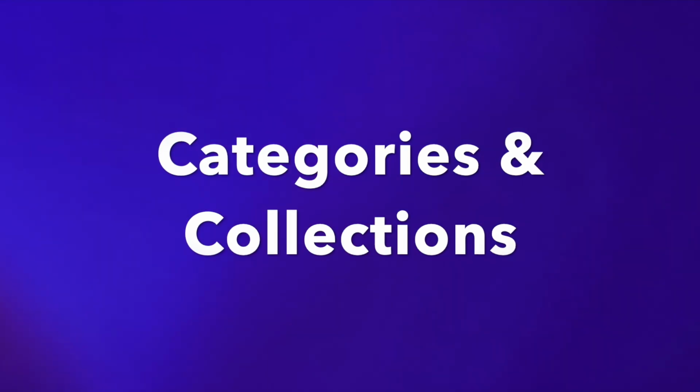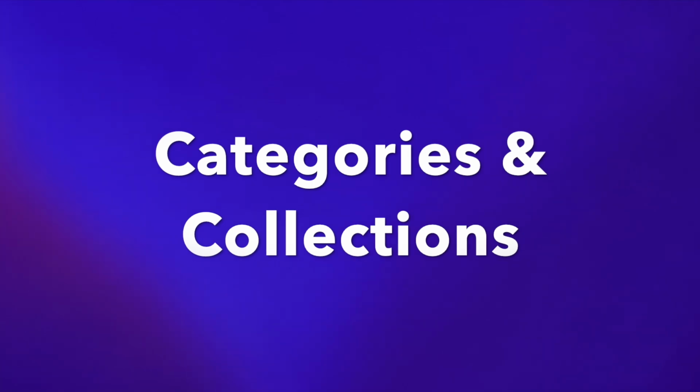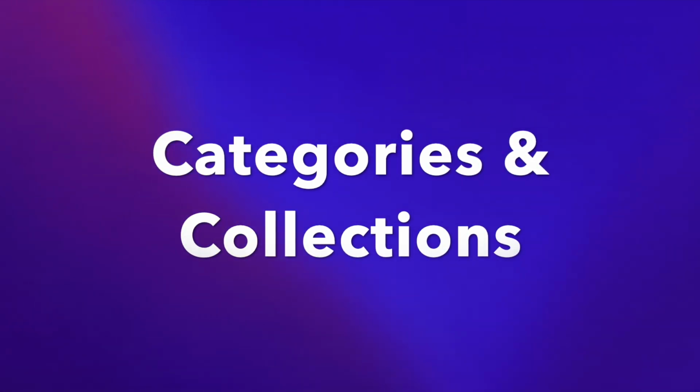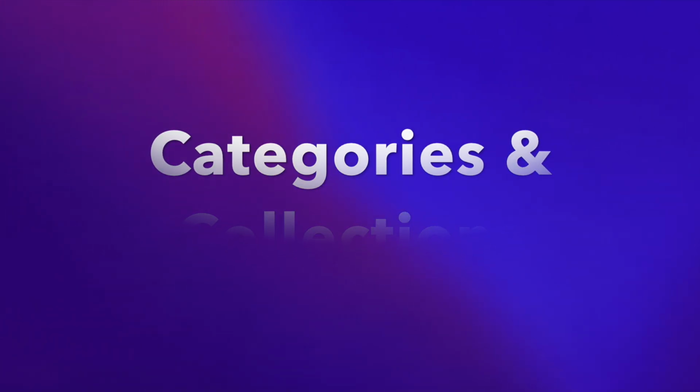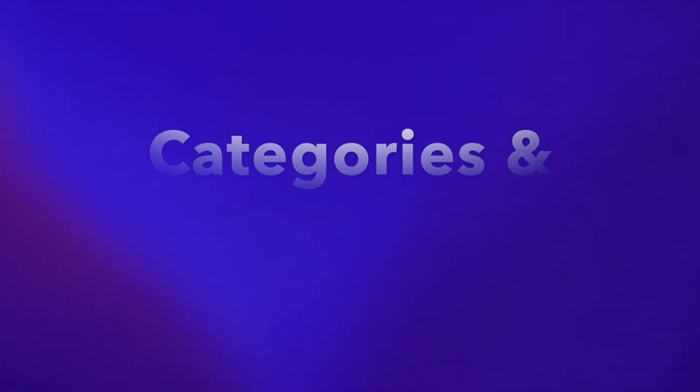Let's start with categories. Think of categories like virtual folders inside your DAM. So if you're managing sports content, you could have categories like football, cricket, tennis, Formula One, and more. Categories help give assets a primary structure.